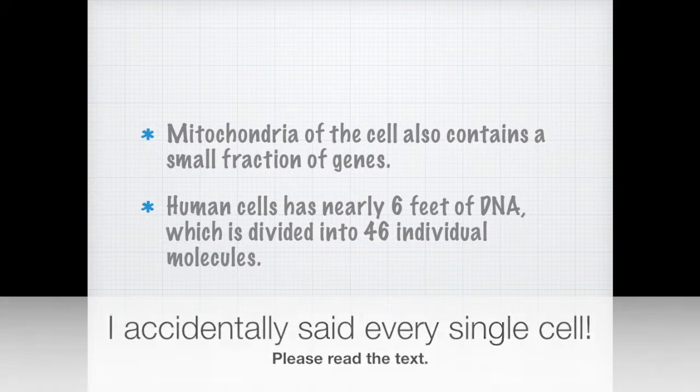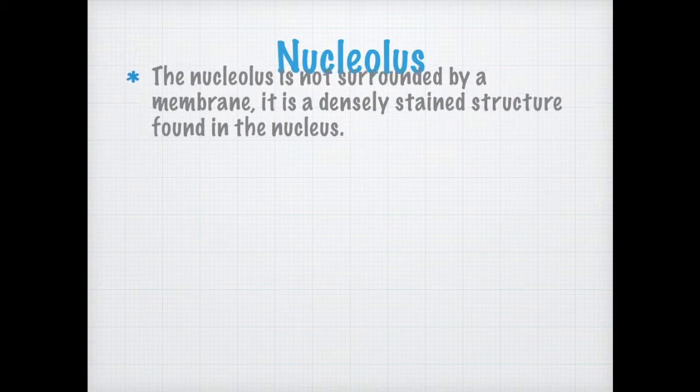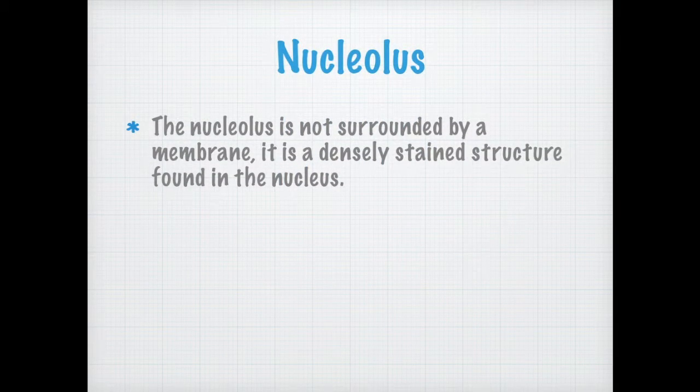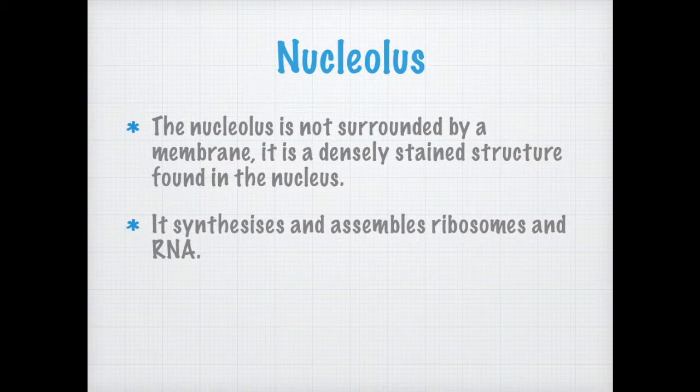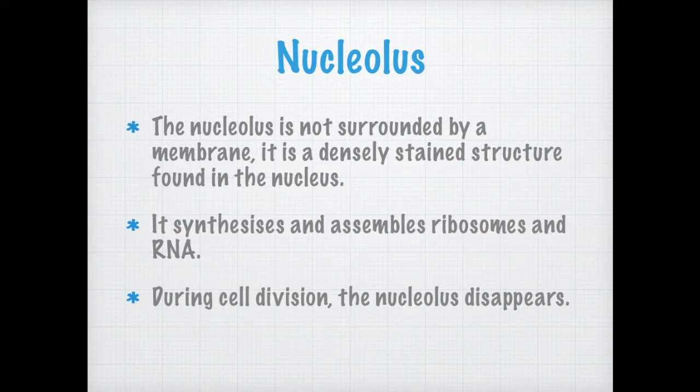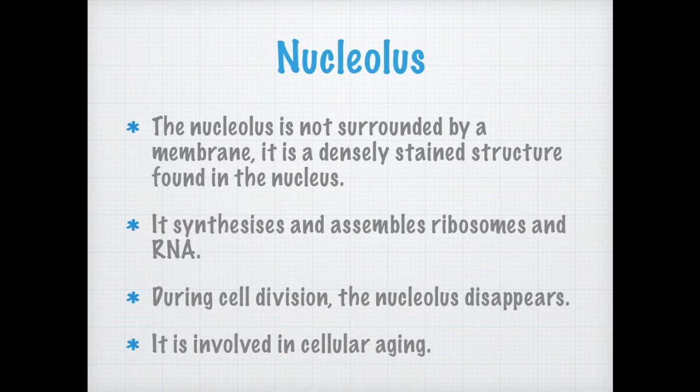So now let's move on to the nucleolus. The nucleolus is basically the part inside the nucleus that is covered by the nuclear membrane. And the function of the nucleolus is the synthesis and assembly of ribosomes and RNA. During cell division, the nucleolus disappears. When the cells divide and the organism grows, this nucleolus basically disappears. And we're not really sure about this fact yet, but it is involved in cellular aging.